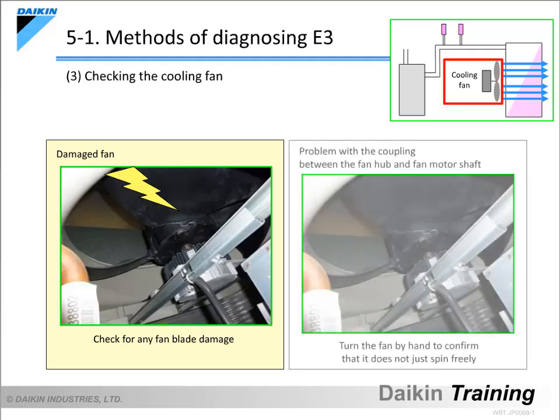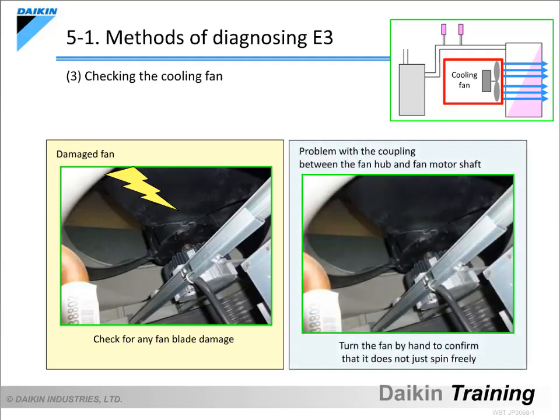If not, check the coupling between the fan hub and fan motor shaft. After turning the air conditioner off, turn the fan by hand to confirm that it does not just spin freely. If the fan motor is completely broken down, a different malfunction code will be displayed. If the high pressure is high despite the fact that the fan has been confirmed to be operating normally, proceed to the next item to be checked.